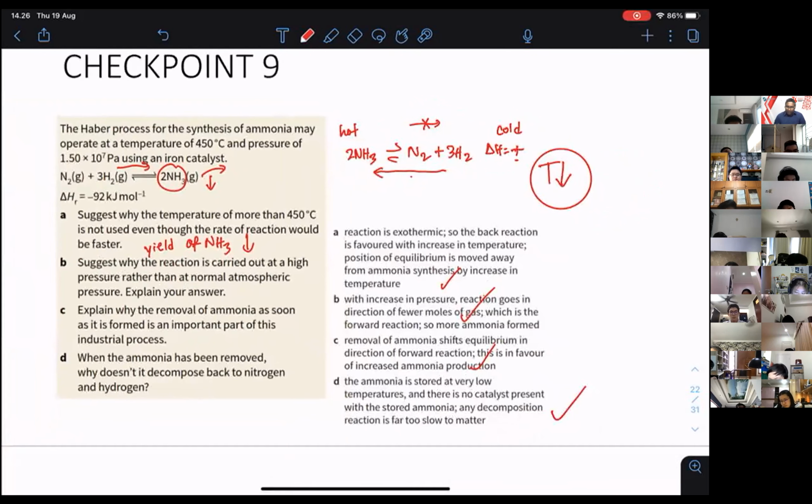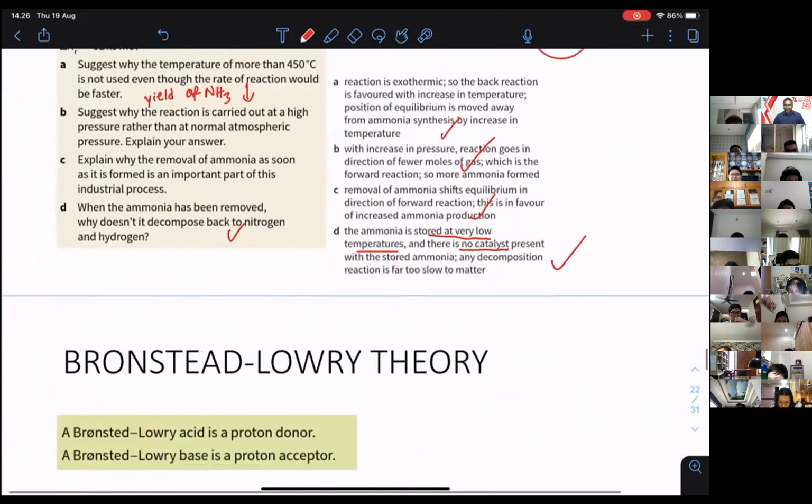You see, there's no catalyst, but they are also stored at very low temperature. So therefore, ammonia doesn't decompose. This is another thing that you need to take note of for this question.